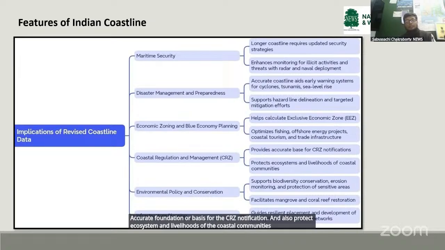It will also help in framing environmental policies and conservation by supporting biodiversity conservation, erosion monitoring, and protection of sensitive areas, and facilitate mangrove and coral reef restoration. It will also help in better infrastructure planning, where to work and where not to work. The selection of the sites could be much easier.